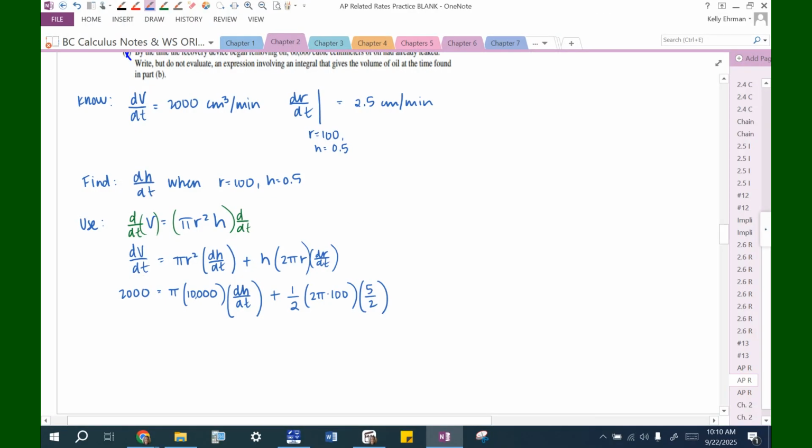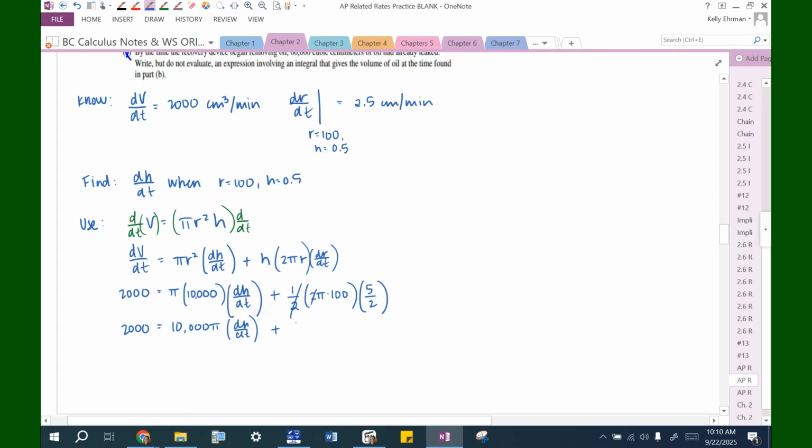Again, this is like problem number 3. The way our calculus test is set up is 1 and 2 are calculator and 3 through 6 are not. So I'm assuming this is not calculator. So I want to clean this up a bit. So this is 10,000 pi times dh dt. 1/2 times 2 is just 100 pi.